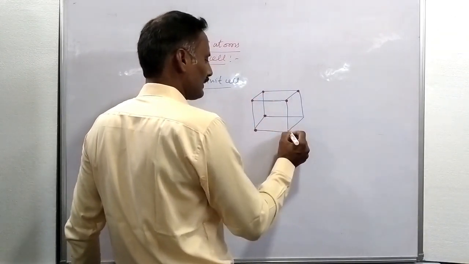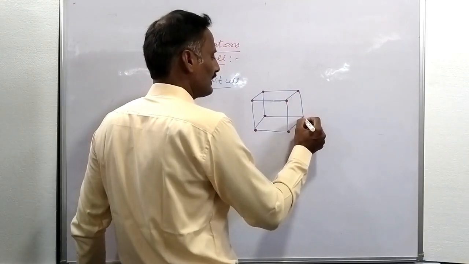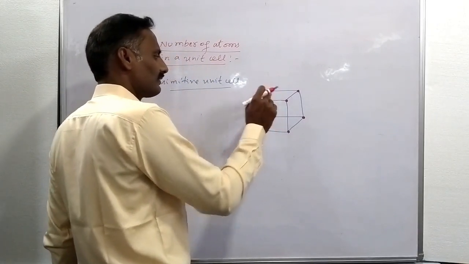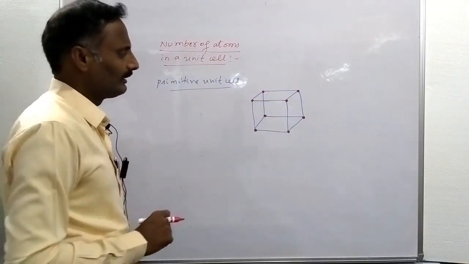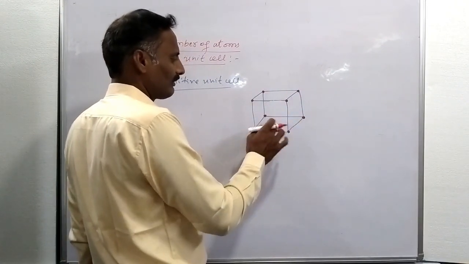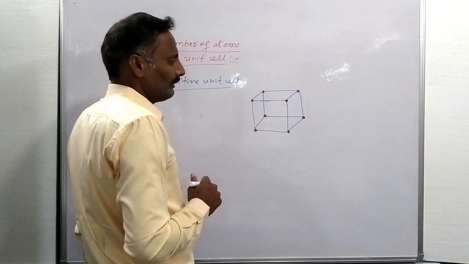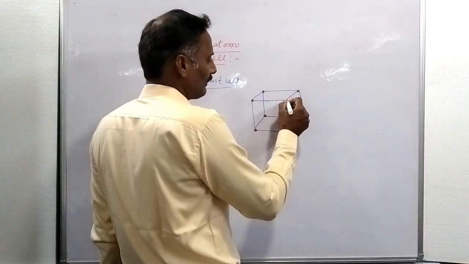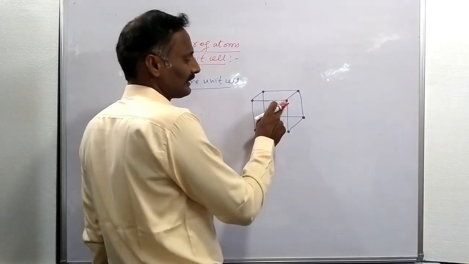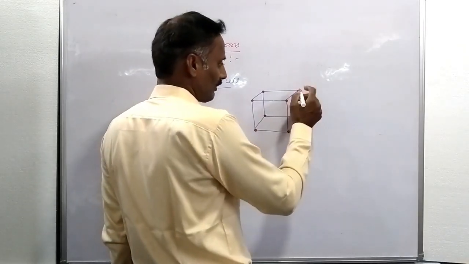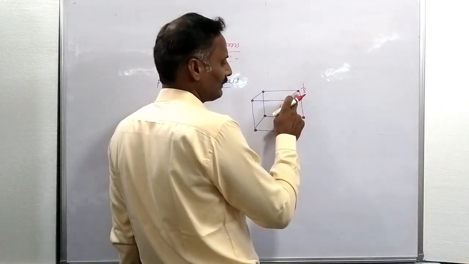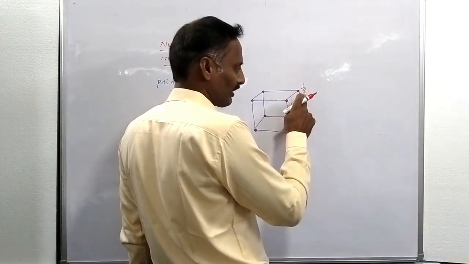A simple cube has 8 corners and 6 faces. Then how many lattice points are there? These 8 corners, 1, 2, 3, 4, 5, 6, 7, 8, are called 8 lattice points. Each corner particle of a simple cube is shared by 8 unit cells. And what is the share of each particle at the corner? The share of each particle at the corner is 1/8 part.